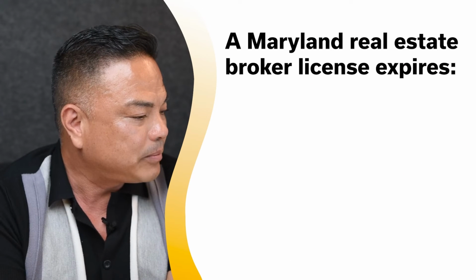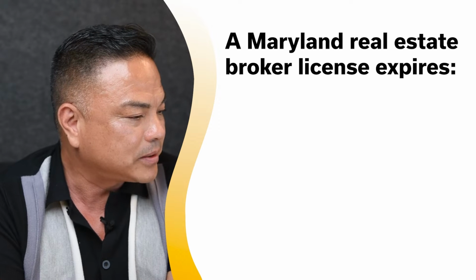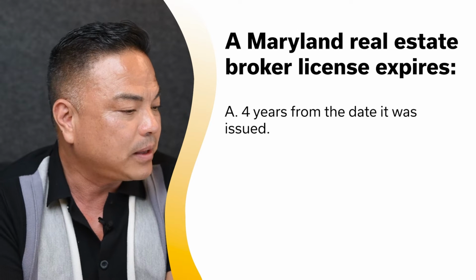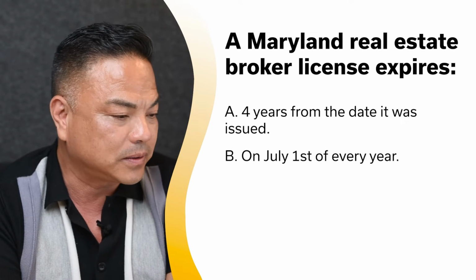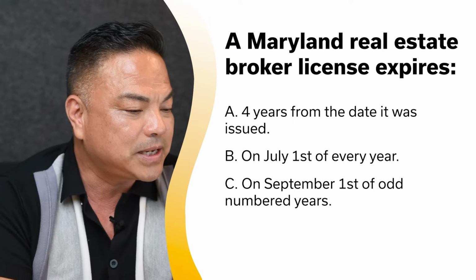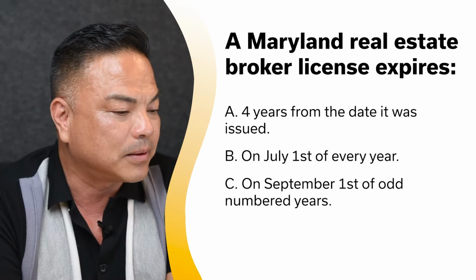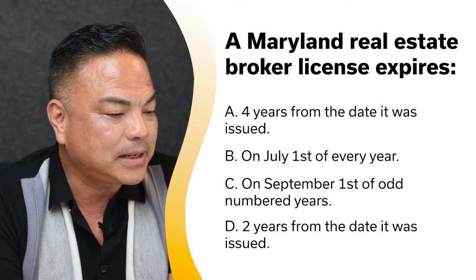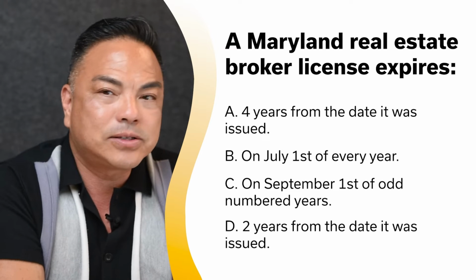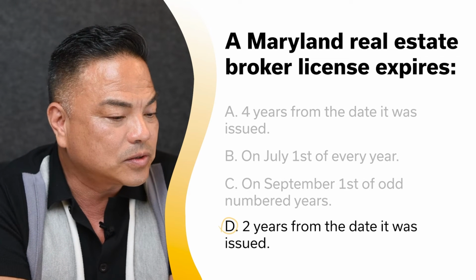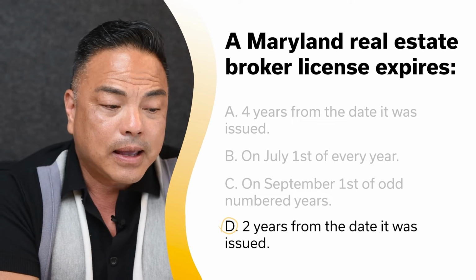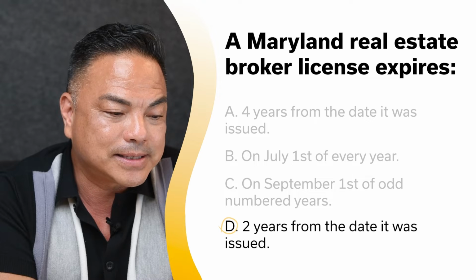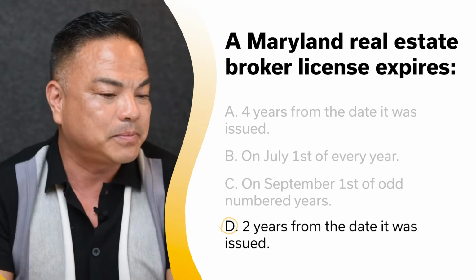A Maryland real estate broker's license expires A, 4 years from the date it was issued. B, on July 1st of every year. C, on September 1st of odd-numbered years. D, 2 years from the date it was issued. And the answer is D as in dog, 2 years from the date it was issued. A Maryland broker real estate license expires exactly 2 years after it's been issued.